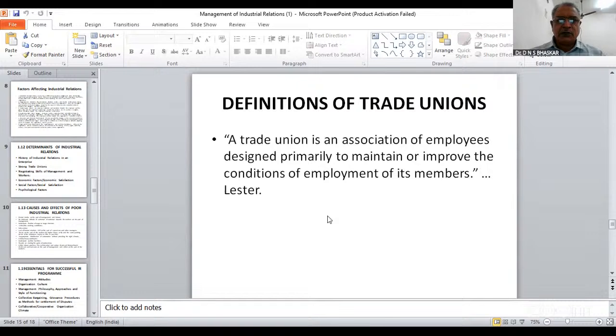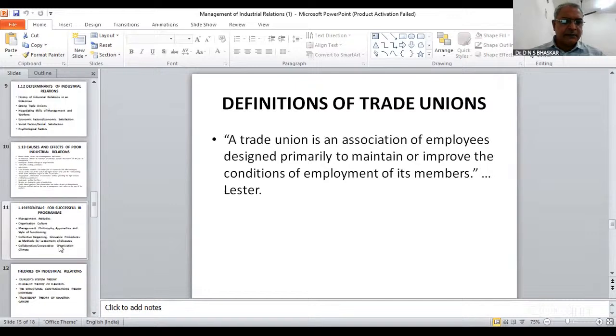These are the important elements. Basically, a trade union is not coming from outside. It is a part of the employees only, emerging out of the employees only. The main objective is to protect the employees' welfare, protect the employees' interests, protect the employees' welfare benefits, and so on and so forth. Now, let us go back to the previous slide.